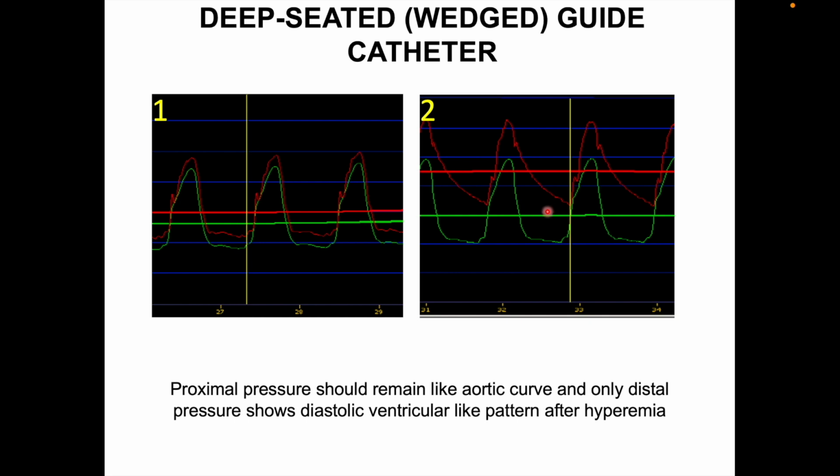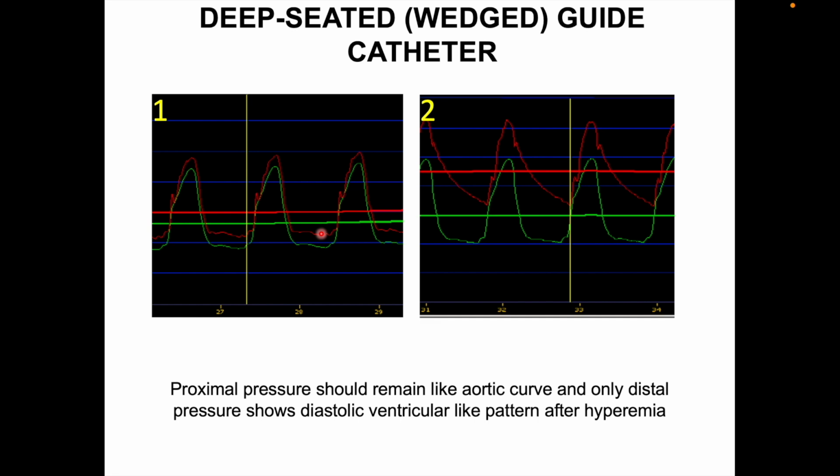Now suppose that the PA is also U shaped, like in this case. This is not a good gradient. This is not a good reading. Whatever number you're getting, that number is not correct. That's a false FFR value because this is wedging of the catheter.